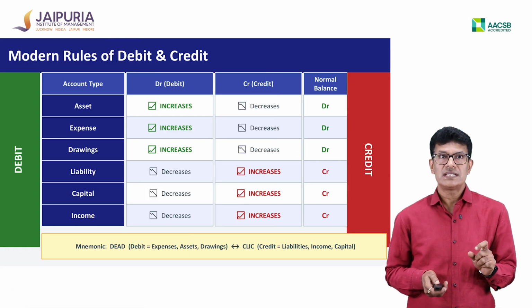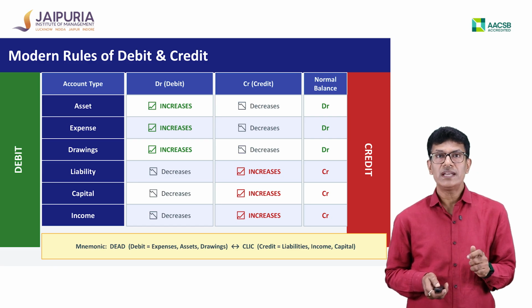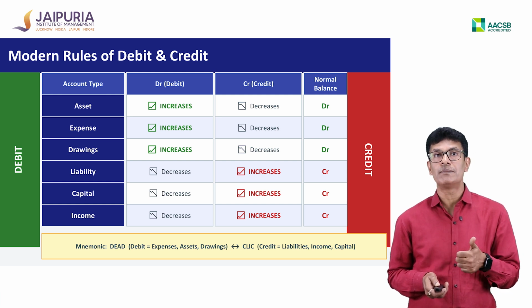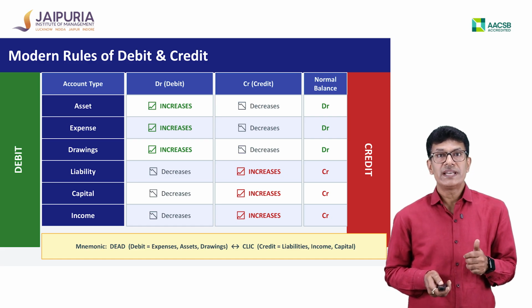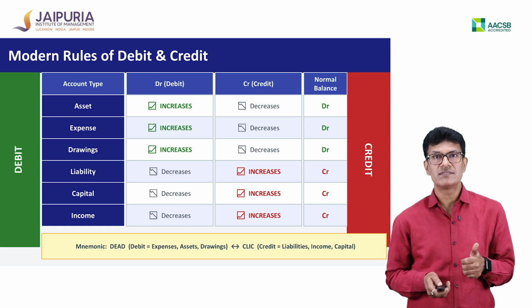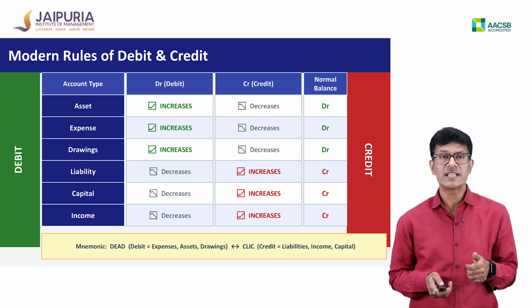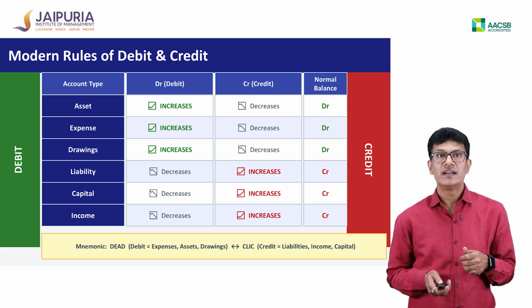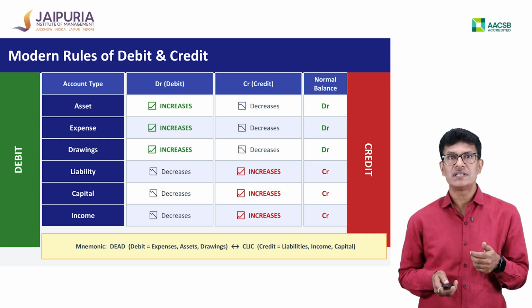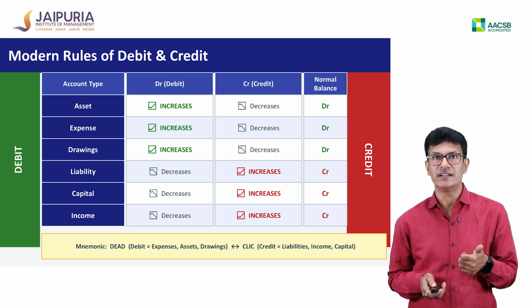Let's say asset. When asset increases, we will say debit. Debit is just a notion. When asset decreases, we will say credit. Similarly, when expense increases, we will say debit, and when expense decreases, we will say credit. Expense is, let's say, rent. When we pay the rent, expense increases, we debit. And when we don't pay the rent, liability increases, and we say that it is credited.